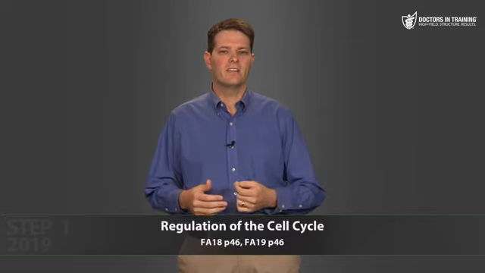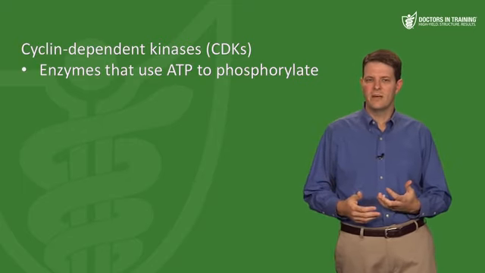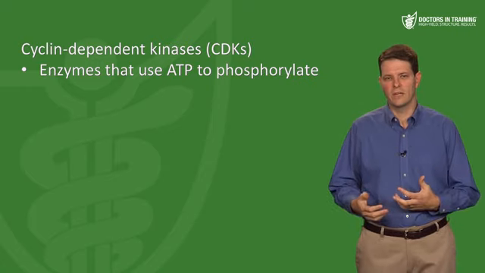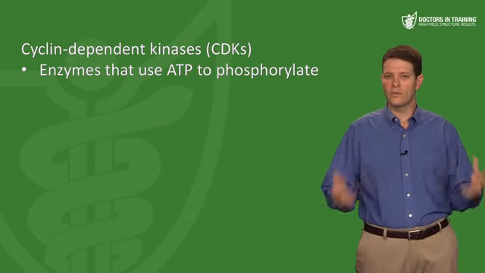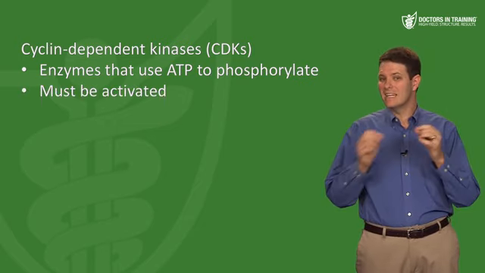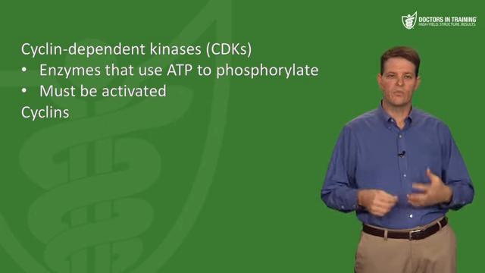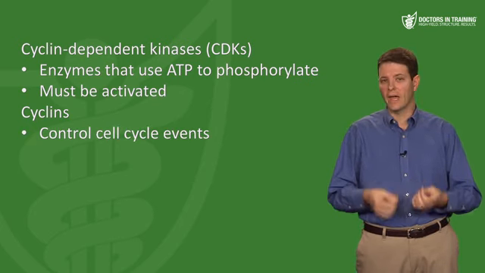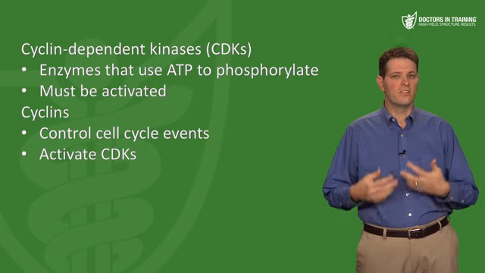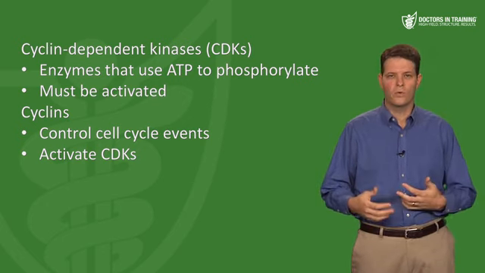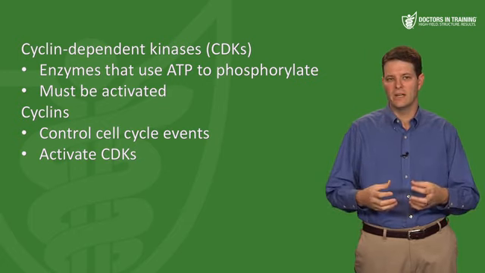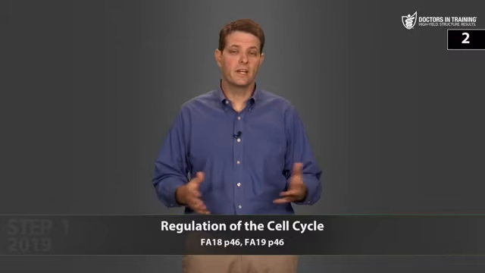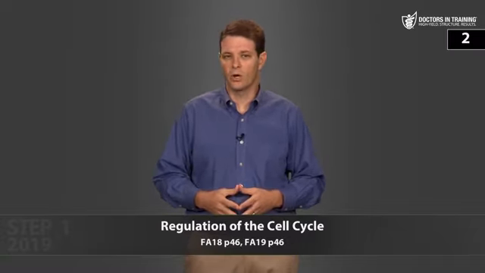Next, let's talk about cyclins and cyclin-dependent kinases, or CDKs. A kinase is an enzyme that uses ATP to phosphorylate things, so to add phosphate to things. Kinases are expressed constantly. They're always around, but they are inactive unless they need to be active. Now, cyclins are regulatory proteins that control cell cycle events. They activate those cyclin-dependent kinases. Now, in order for the cell cycle to progress, these CDK and cyclin complexes have to be activated and then inactivated. Let's look at the study guide and dig into the details about how these work.